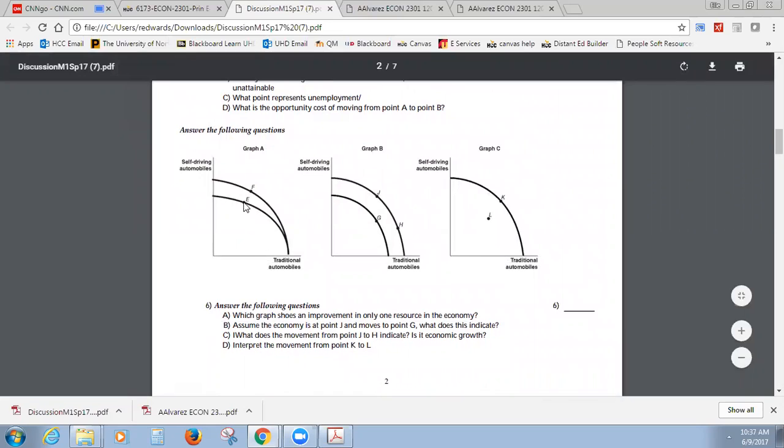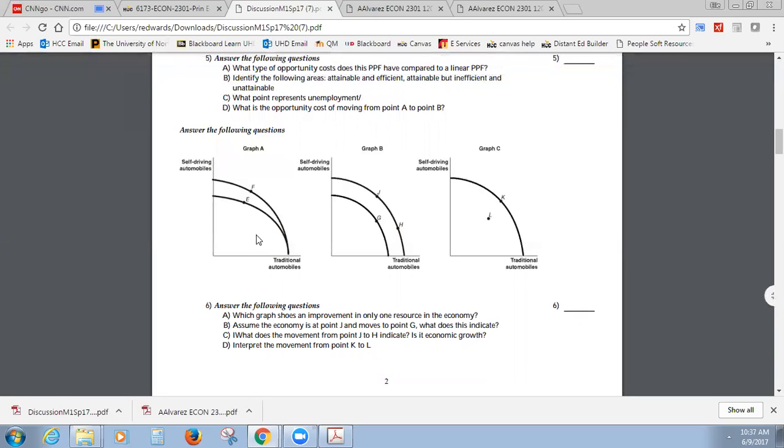Here, this graph here shows an increase in the production of self-driving automobiles. That could help them for various reasons, specifically because there's a new technology that only impacts self-driving automobiles and not necessarily traditional automobiles. All right.